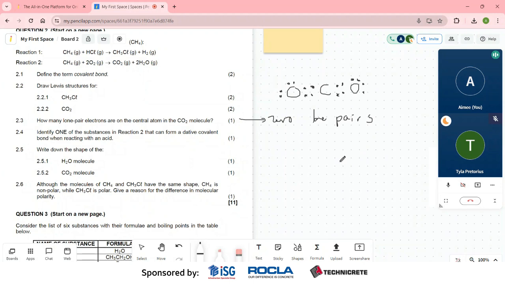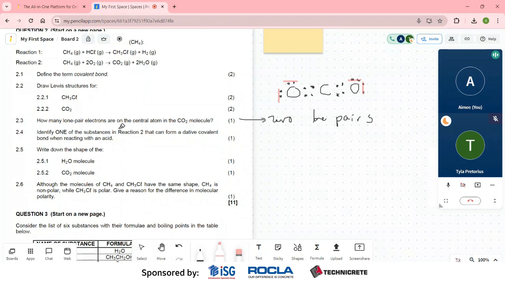on the central atom. Okay, because all of the pairs of electrons that surround carbon are involved in a bond, which means they are a bonding pair of electrons and not a lone pair of electrons. These are lone pairs, because they're not involved in a bond. Okay? So now we move on.